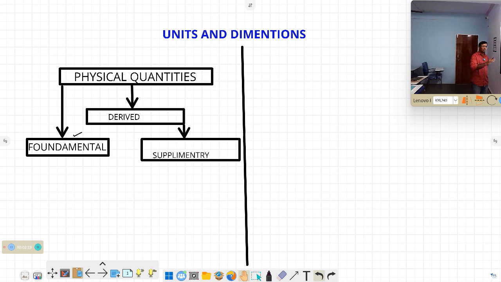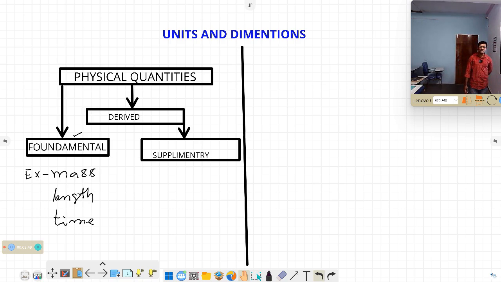Fundamental quantities do not depend on any other physical quantities, and you cannot express them in the form of another physical quantity. That physical quantity we call a fundamental physical quantity. Examples are mass, length, and time. These are the most basic fundamental physical quantities, which we call independent physical quantities.